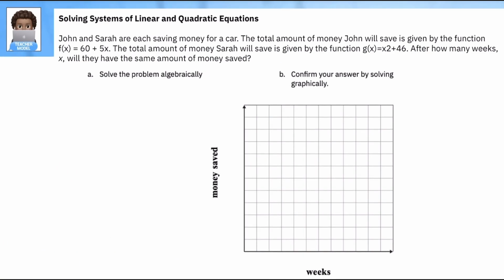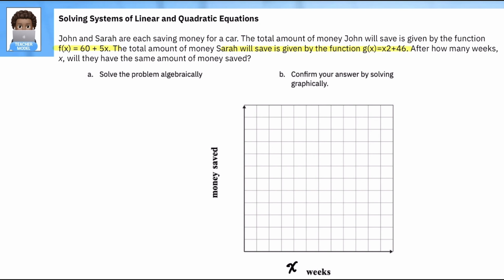Let's look at this example together. John and Sarah are each saving money for a car. The total amount of money John will save is given by the function f of x equals 60 plus 5x, so it's linear. And the total amount of money Sarah will save is given by the function g of x equals x squared plus 46, so we have this quadratic. After how many weeks, x, will they have the same amount of money saved? That's what we're going to look for. When do they intersect, and at what week or weeks? So let's take a look.